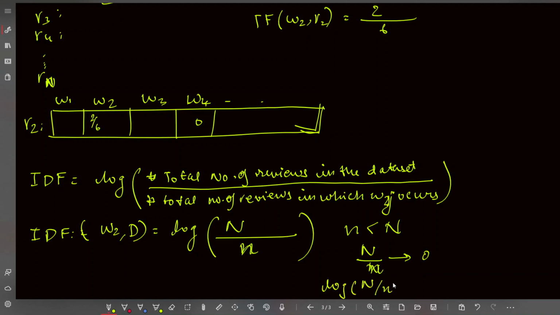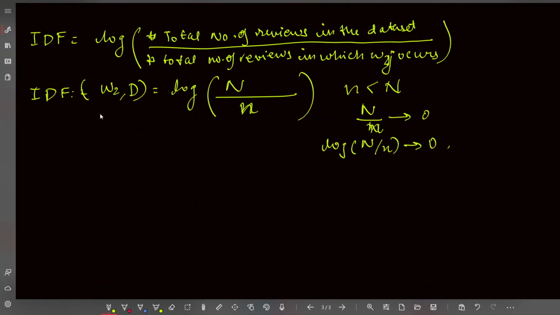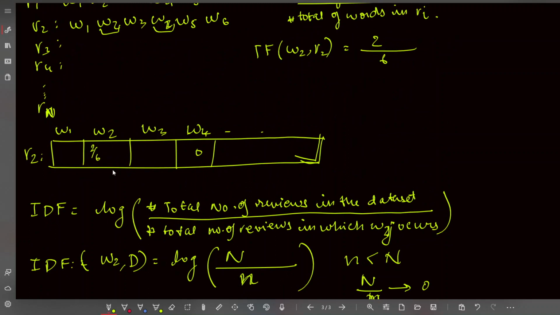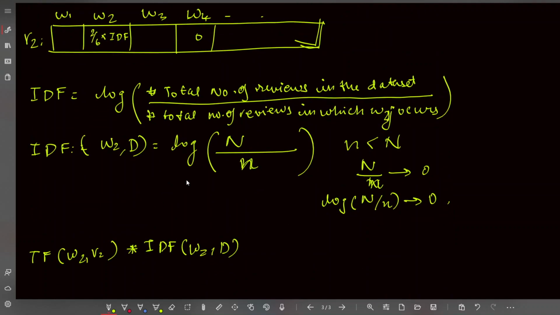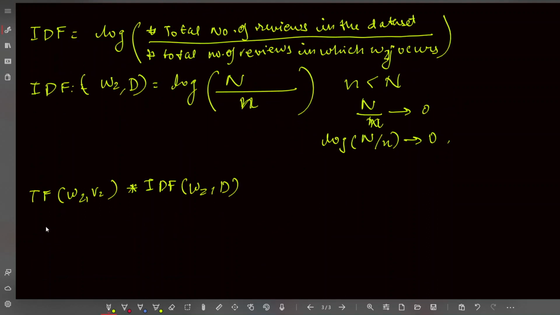Log of n by n would also tend to 0 because log is a monotonic function, correct? So how does TF-IDF work? When I find the term frequency of W2 in some review R2, and I find the inverse document frequency of W2 in some document D, I ultimately multiply them. So when I'm calculating the feature space of this review R2, I'll multiply it by the inverse document frequency of W2. If you observe carefully, you can see a relationship here.